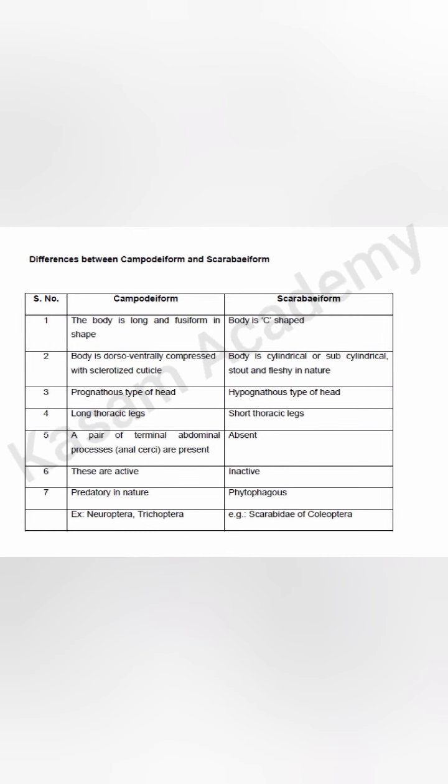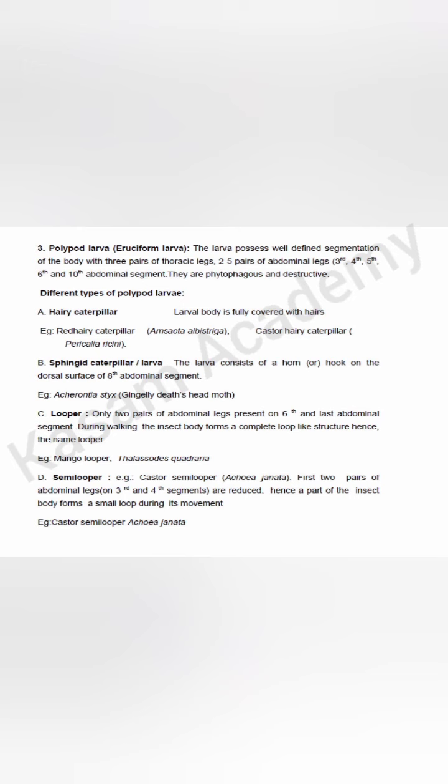And in this slide you can see all the differences which I have told earlier between the campodiform and scarabiform type of larva. Next type of larva is polypod larva. This larva possesses well-defined segmentation on the body and has generally 3 pairs of thoracic legs.